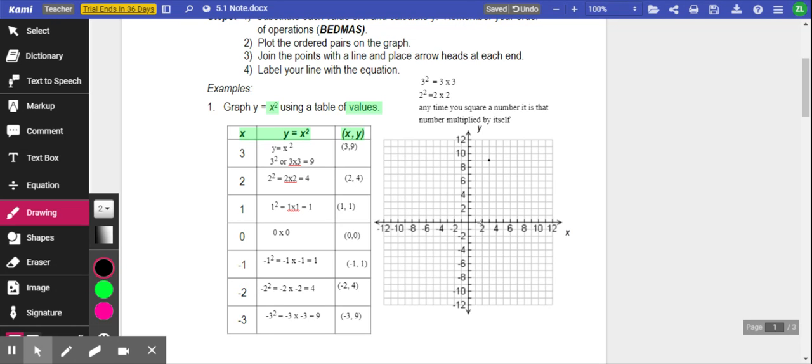Second point, 2 and 4, being right there. Third point being 1 and 1. Fourth point being 0 and 0. And then negative 1 and 1. We've got negative 2 and 4. Negative 3 and 9.